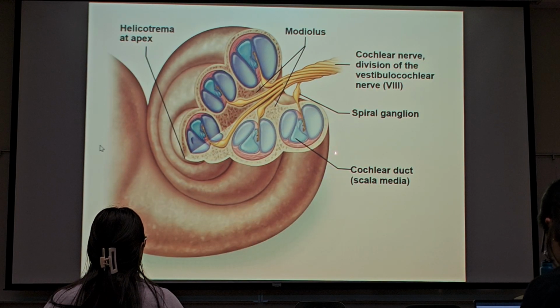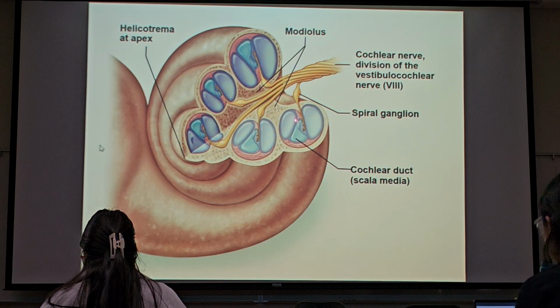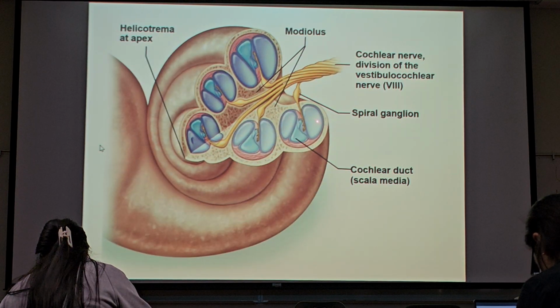And we have the membranous labyrinth running through the bony labyrinth. The membranous labyrinth here gets a name: the cochlear duct, also called scala media. Endolymph is in there. And then we have our other chambers, scala vestibuli and scala tympani.